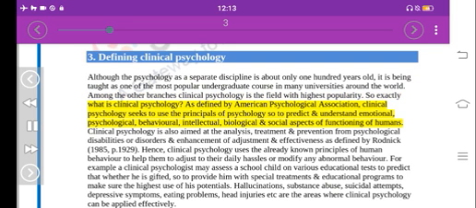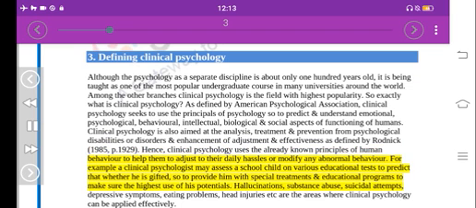As defined by the American Psychological Association, clinical psychology seeks to use the principles of psychology to predict and understand the emotional, psychological, behavioral, intellectual, biological, and social aspects of functioning of humans. Clinical psychology is also aimed at the analysis, treatment, and prevention of psychological disabilities or disorders and the enhancement of adjustment and effectiveness, as defined by Rodnick 1985, page 1929. Hence, clinical psychology uses the already known principles of human behavior to help people adjust to their daily hassles or modify any abnormal behavior.